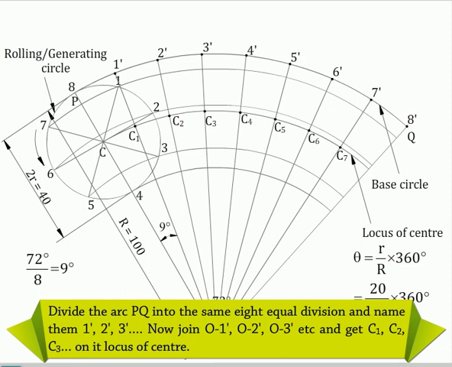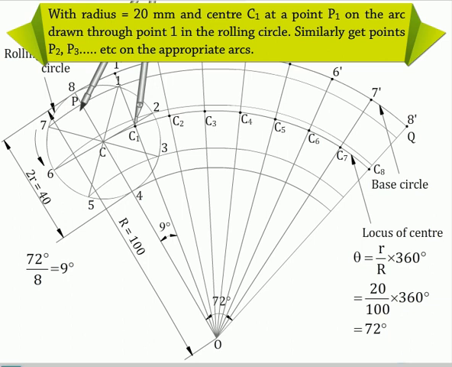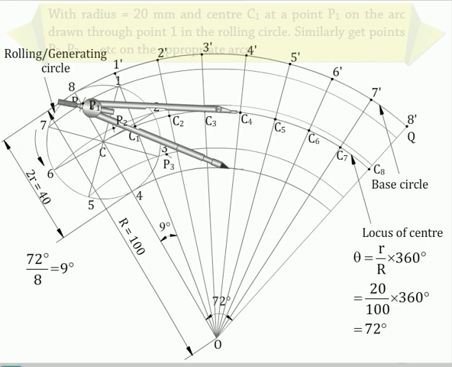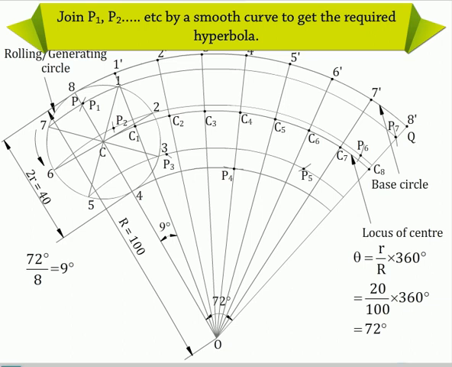Let T be the starting point. With radius 20 mm and center C1, cut a point P1 on the arc drawn through point 1 in the rolling circle. In the same manner, get points P2, P3, etc. on the appropriate arcs. Join the obtained points P1, P2, P3, etc. by a smooth curve to get the required hypocycloid.